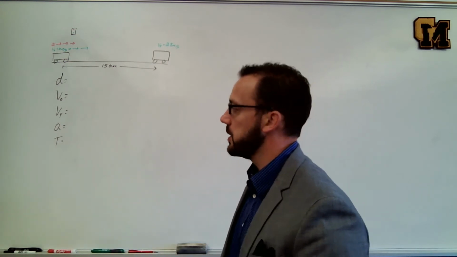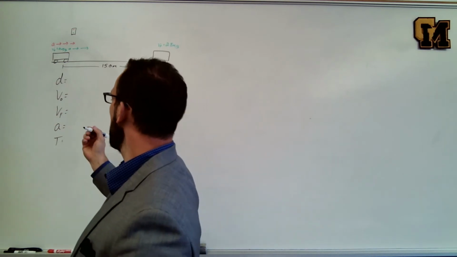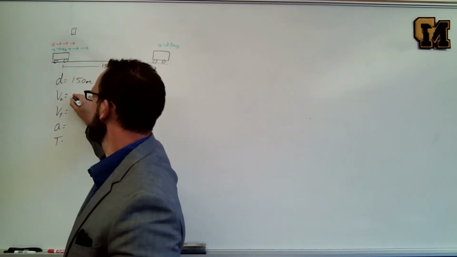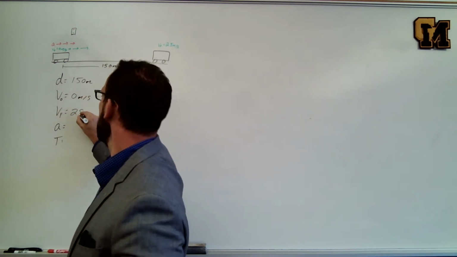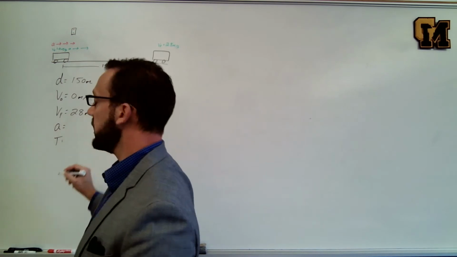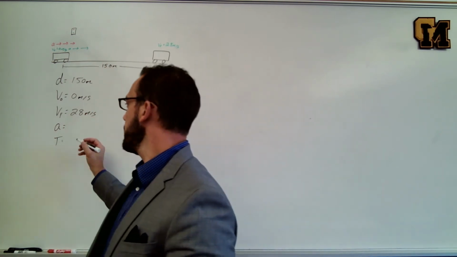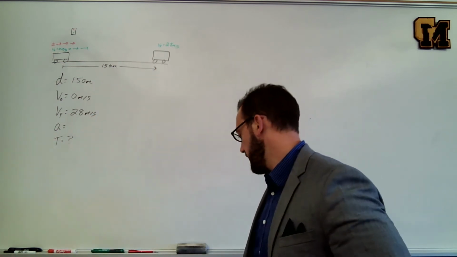So we have to pull our numbers out and put them in the right spots with all of our variables. We know we're going to travel 150 meters. Our initial velocity was 0 since we were at a stoplight. Our final velocity is 28 meters per second. And the question is asking, how long is this going to take us? So we want to know how many seconds it's going to take us to get to 28 meters per second.